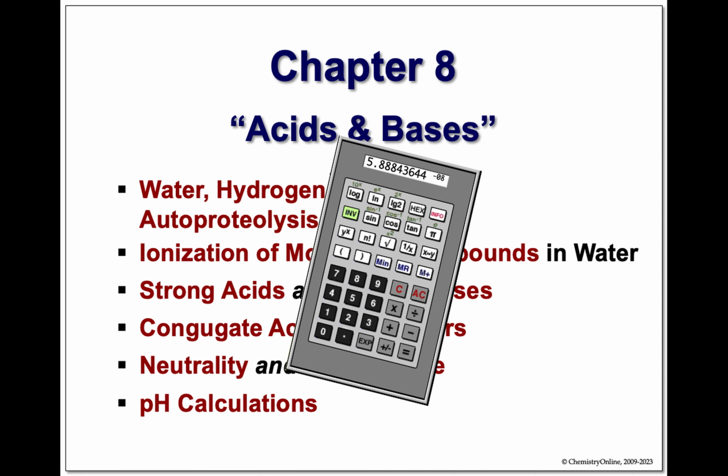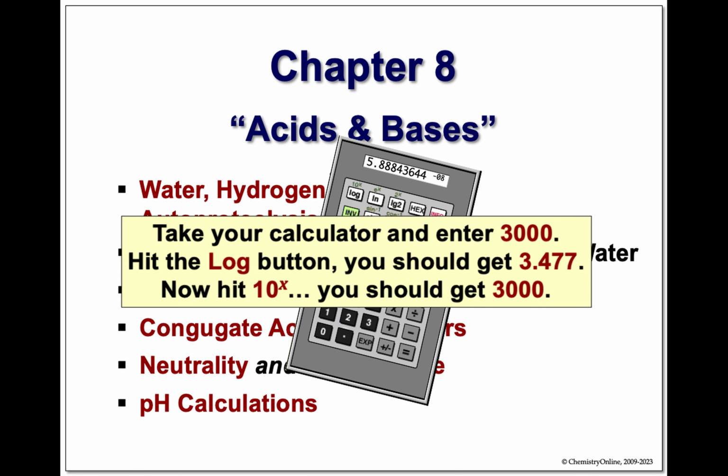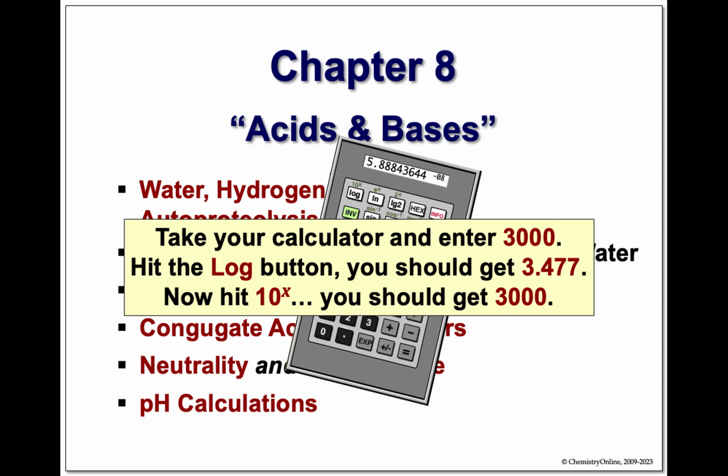Just as a warm-up, if you could pull out your little calculators, type in the number 3000. Then you need to figure out how you get to the log function. Type in log. Click on the log button. That's mine right there. You should get 3.477.